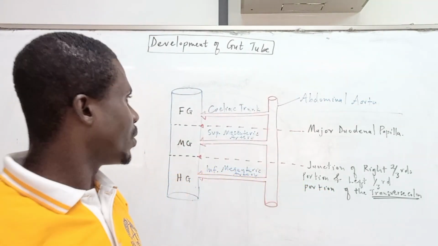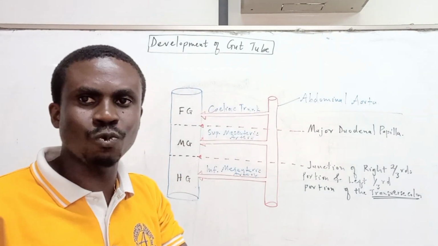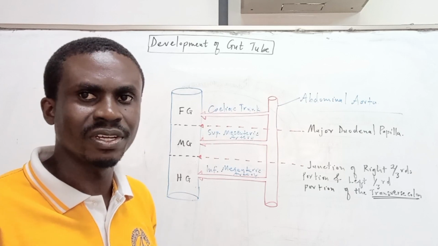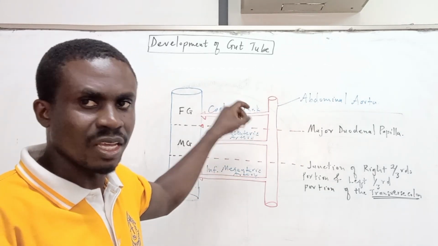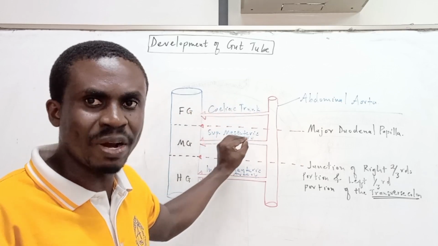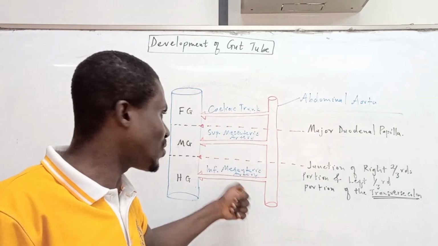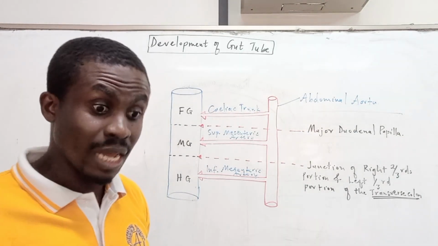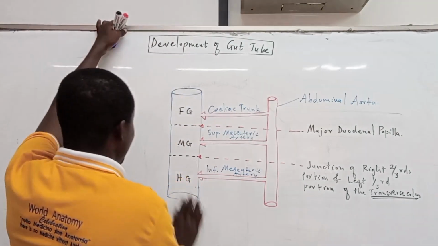These are the distinguishing features of the gut tube. The blood supply tells us which portion of the gut tube we are talking about. So if it's the foregut, it is supplied by branches of the celiac trunk. If it's the midgut, it is supplied by branches of the superior mesenteric artery. If it is the hindgut, by branches of the inferior mesenteric artery. I want you to appreciate that. Now, having seen this, then we move on.